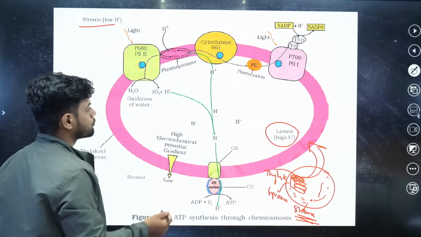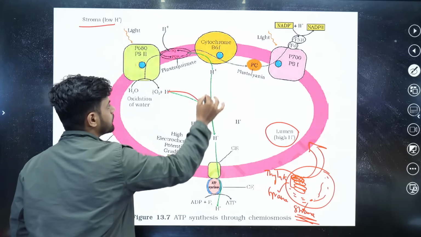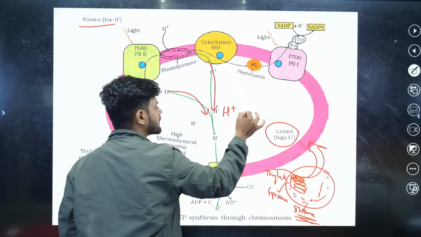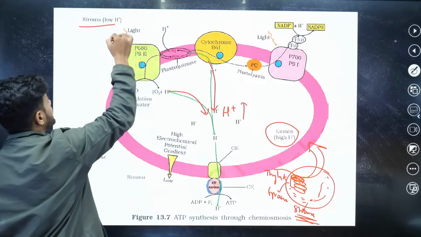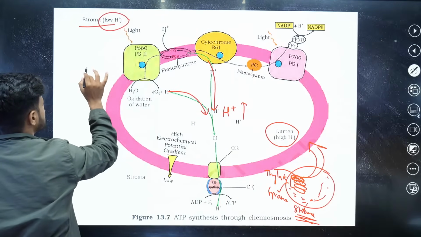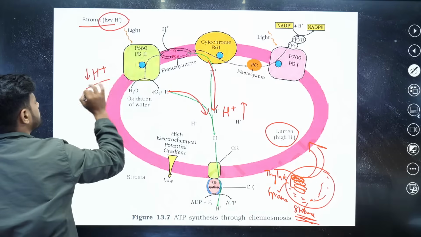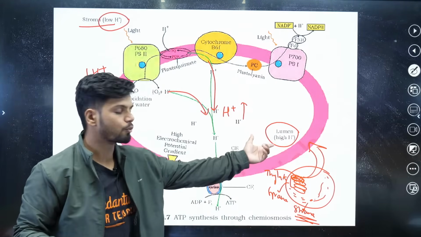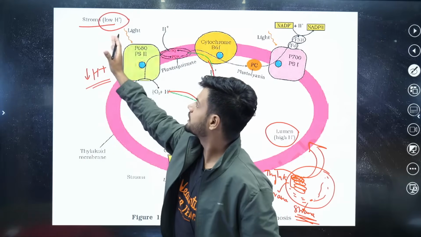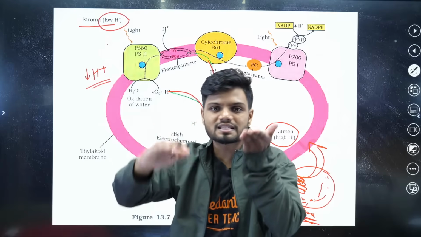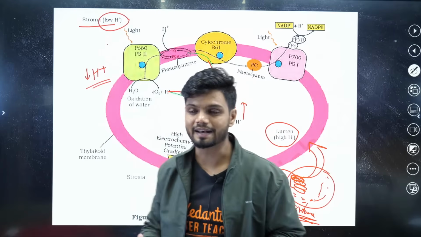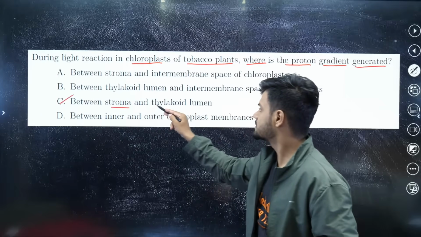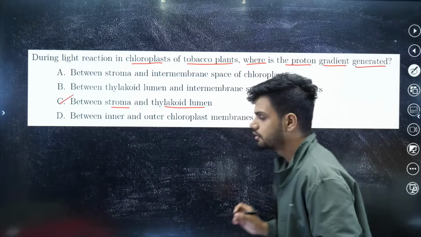So whenever the protons are coming, proton is coming from here, proton is coming from here. So can I tell inside the lumen proton level is increasing. In the outside there is low H plus, that is H plus is reducing. So that creates a type of proton gradient. Inside the lumen protons are increasing. Outside the lumen, that is stroma, protons are decreasing. That is creating a type of proton gradient. So what is the answer? It is between stroma as well as thylakoid lumen. Thylakoid lumen.